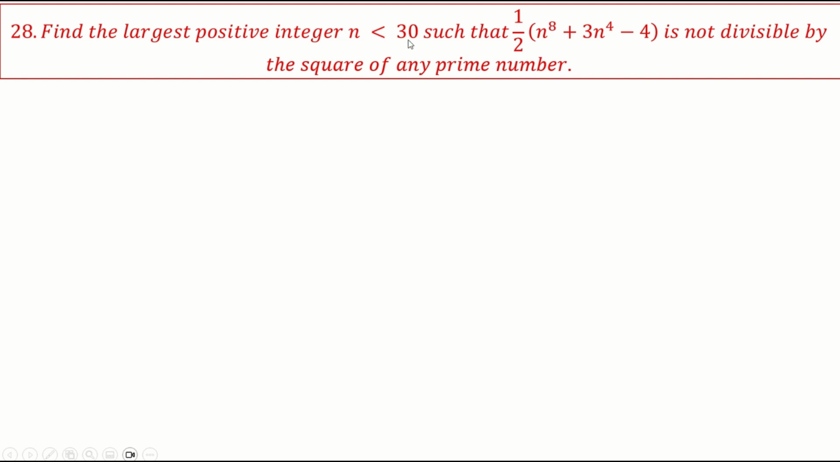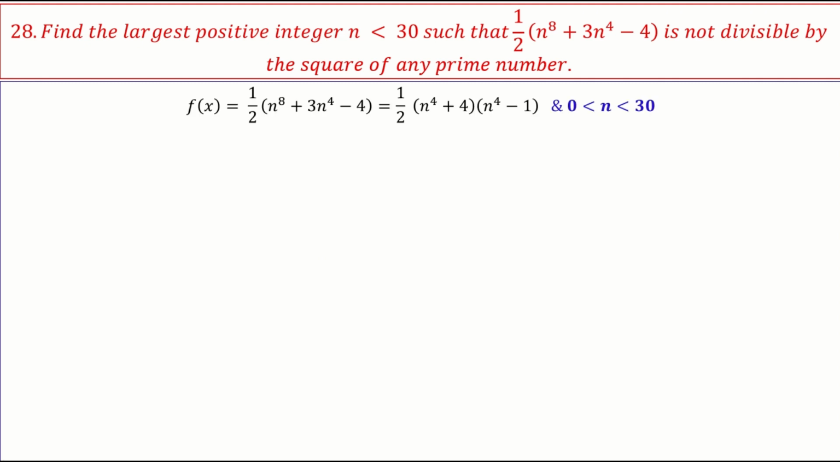You go down. Basically it is said you need to find the largest positive integer. You go 29, 28, it will hit somewhere. But looking at this expression, we can simplify it. Let's see how easily we can simplify and how many values we should substitute. So f of x is this expression. This is nothing but half of n to the power of 4 plus 4, if I factorize, into n to the power of 4 minus 1.